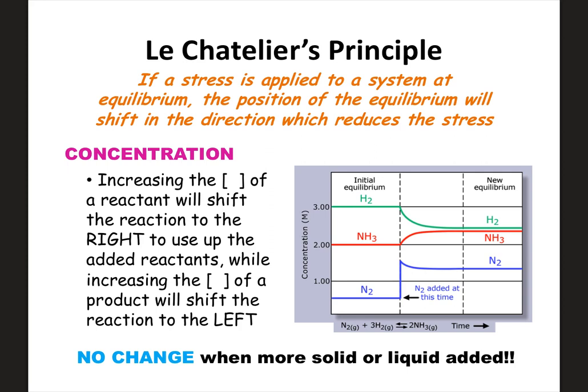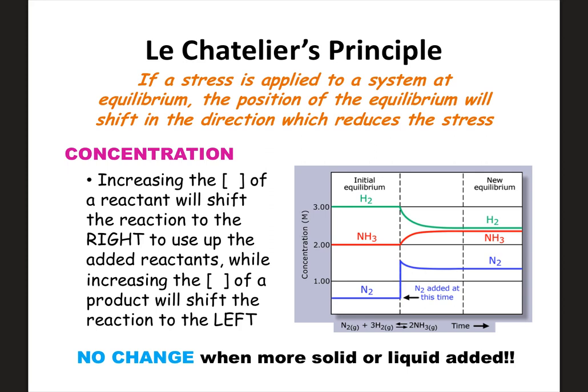Just be careful here. Whenever you're adding a solid or liquid to an equilibrium, they don't participate in the equilibrium expression. So more of a solid or more of a liquid has no change on the equilibrium itself. If you have an equilibrium system with a solid included in the equation and you add more of that solid, it does nothing to the overall equilibrium because solids and liquids don't participate in the equilibrium. Don't fall for any tricks or traps here.